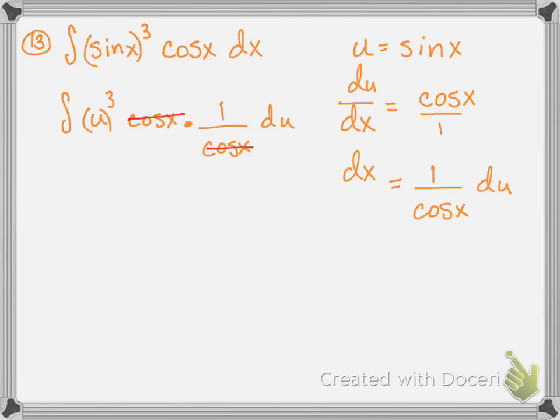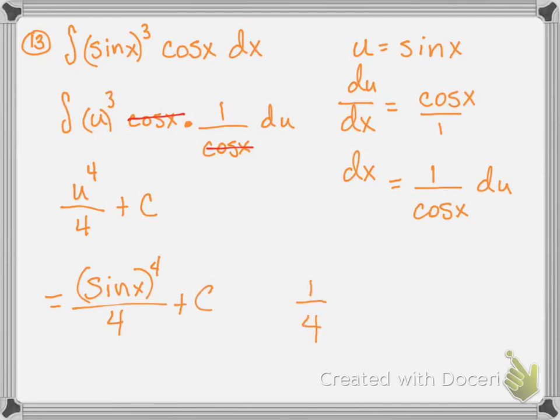All right? Now you're just doing the anti-power rule. u to the 3 plus 1 is 4, over 4. Plus c. And so this final answer would be sine x to the 4th over 4 plus c. You could also say 1/4, then have your sine to the 4th x plus c. Either one of these would work. Those are equivalent to each other.